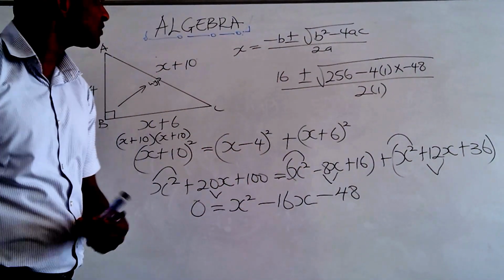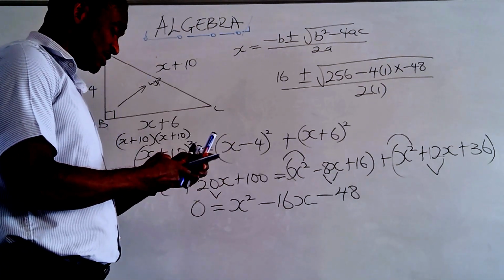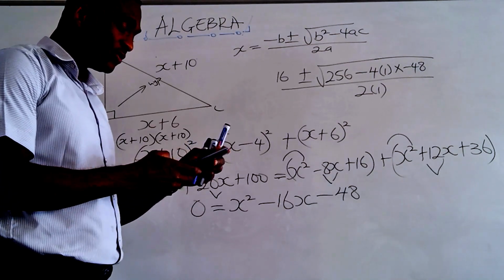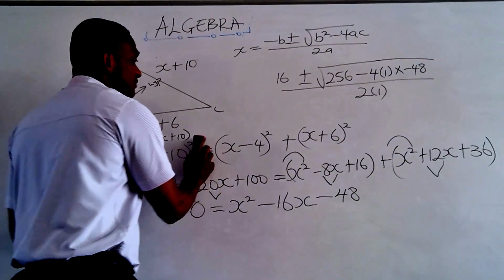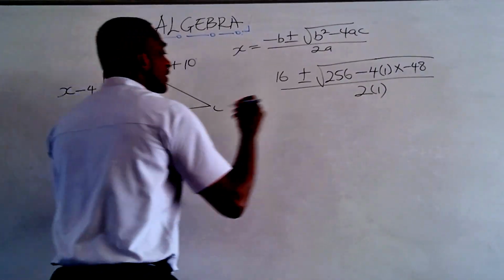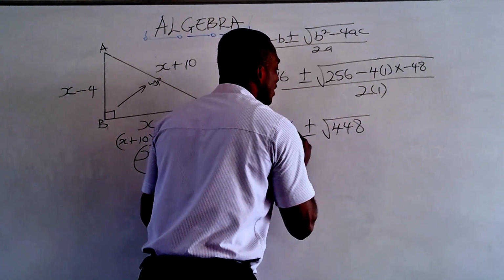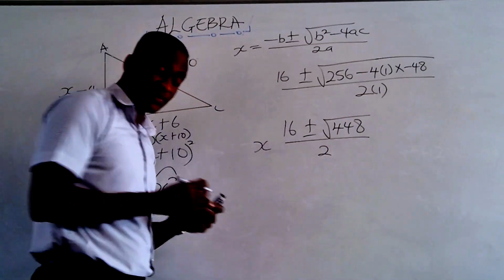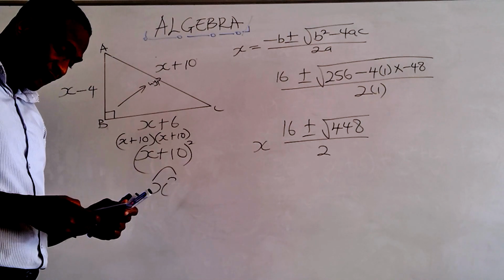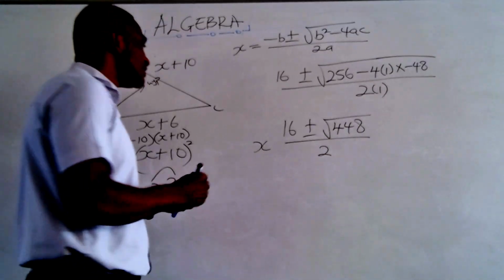Now let's resolve this. This is 4 times 48 plus 256. So we are looking at root of 448. So we have 16 plus or minus root of 448 all over 2. That will give us the value of x. So let's look at this. Root of 448 gives us 21.17. Let's take it to that.